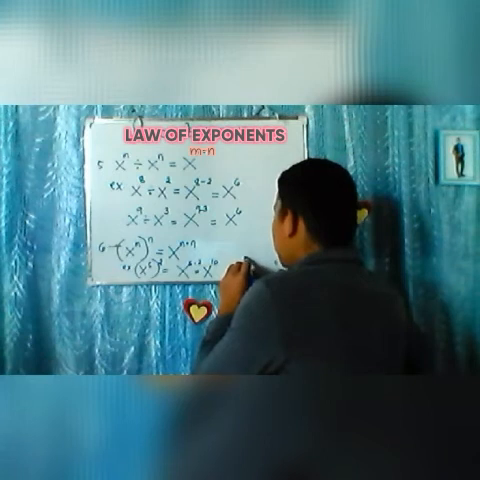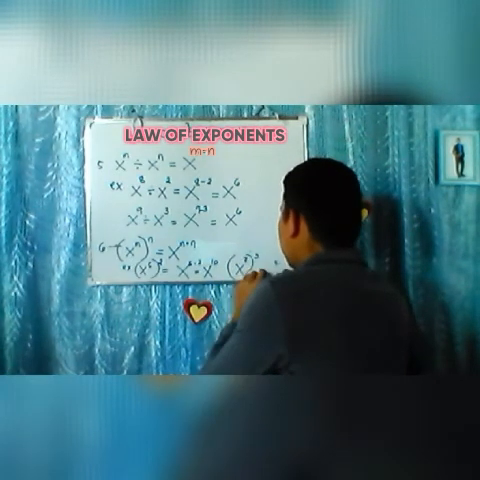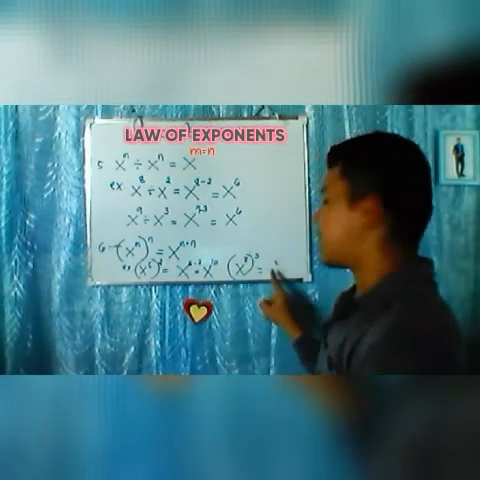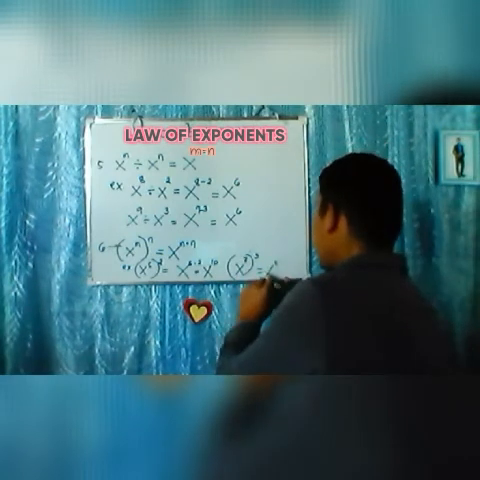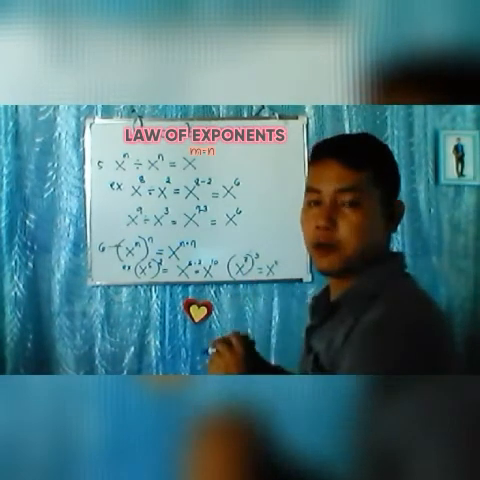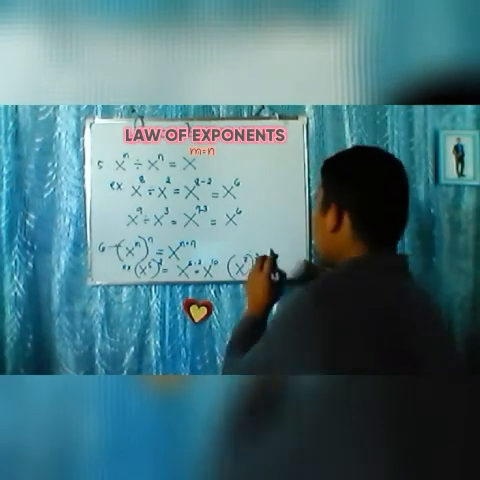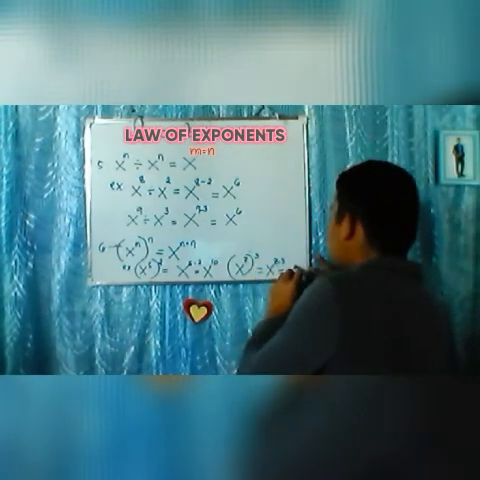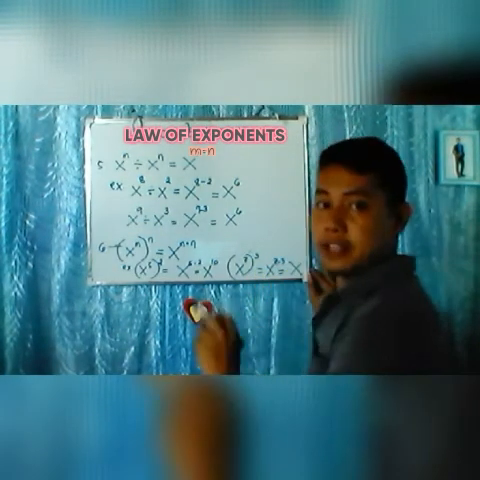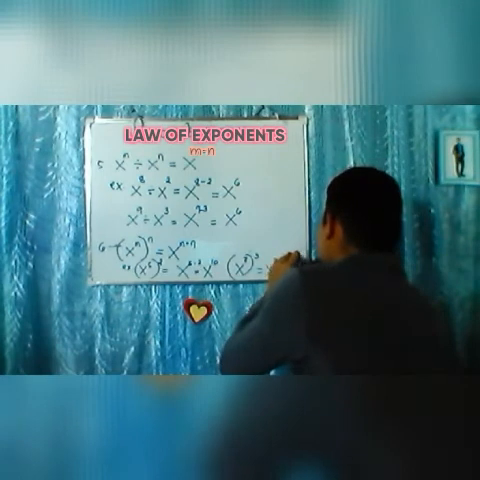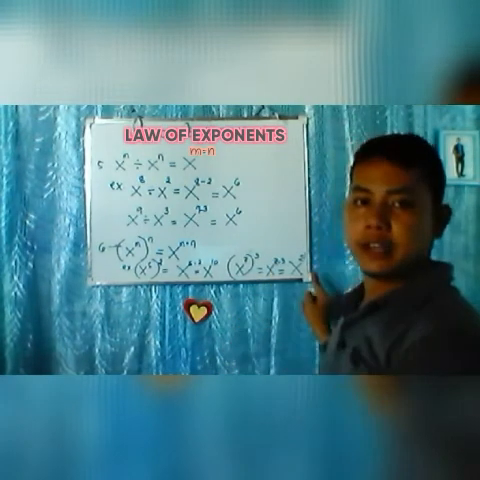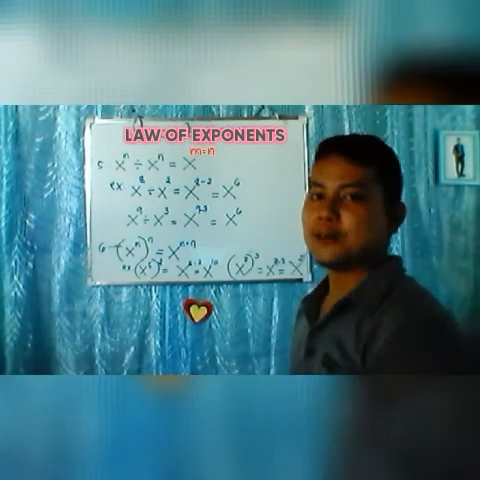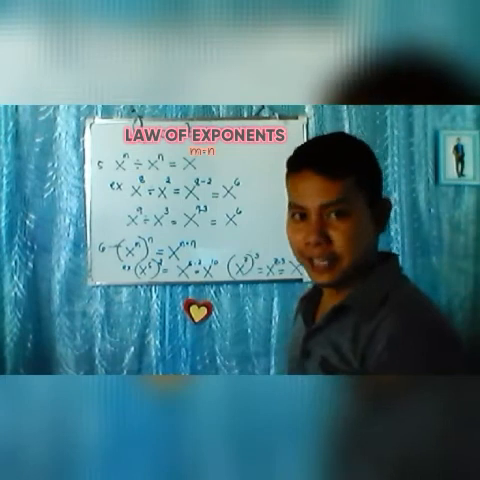Okay, one more example. x raised to the power of 7, open and close parentheses, to the power of 3. So again, just simply copy the variable x, then multiply the exponent. So 7 times 3, copy the variable x, 7 times 3 is 21. So your answer here is x raised to the power of 21. So that's it. Okay, so are you still with me?